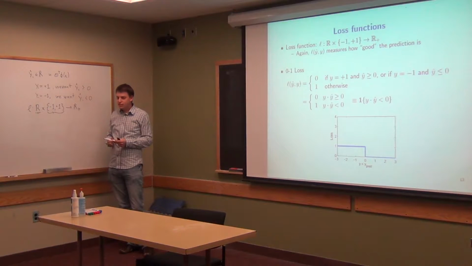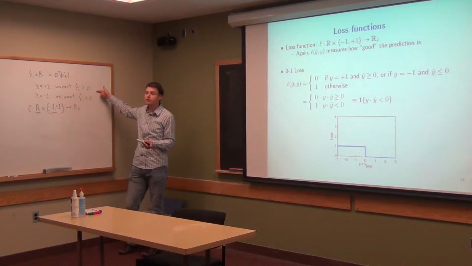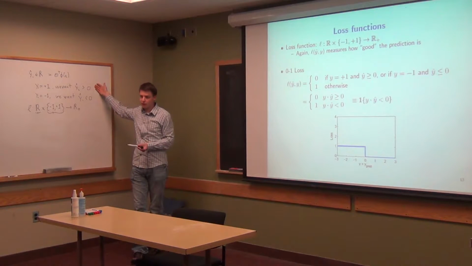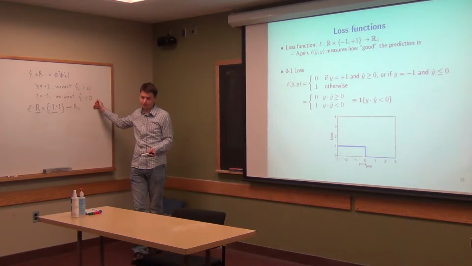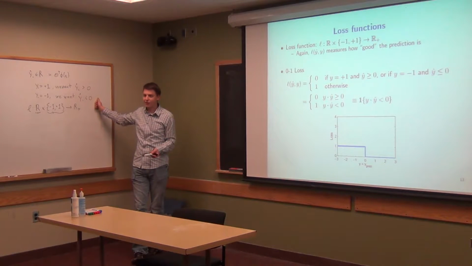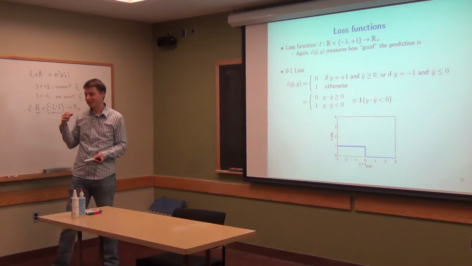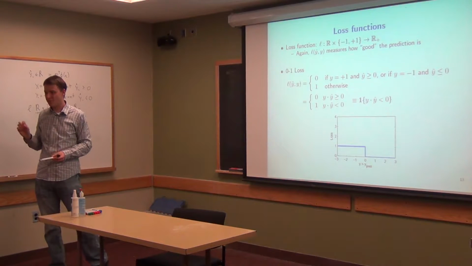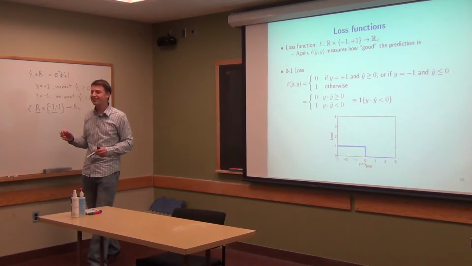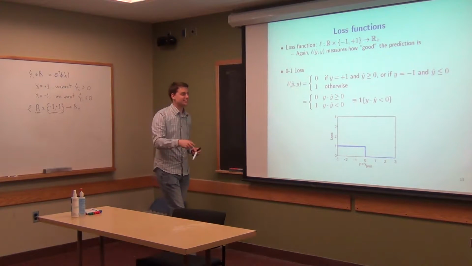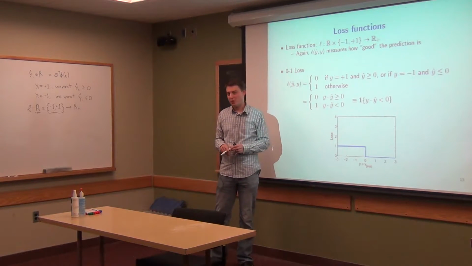So let's just make a loss function that is equal to 0 when we get the sign right, and equal to 1 if we get the sign wrong. That's kind of like the accuracy of our classifier, right? We get 0 penalty if we get the sign right, and we get penalized a point if we get the sign wrong.